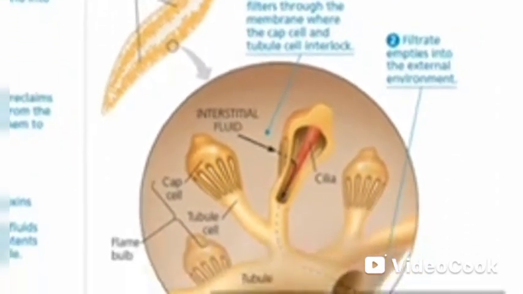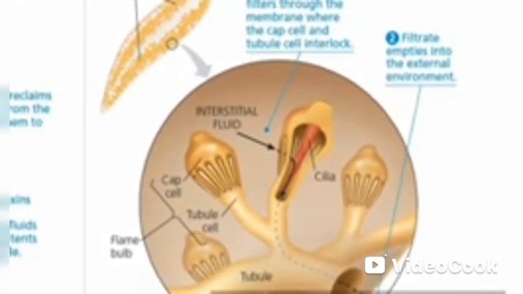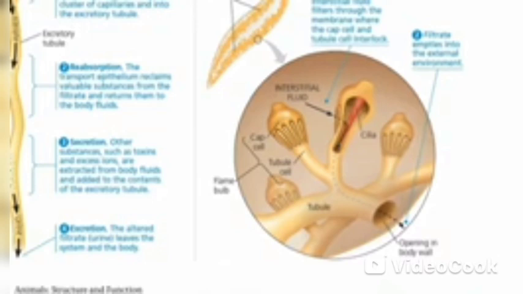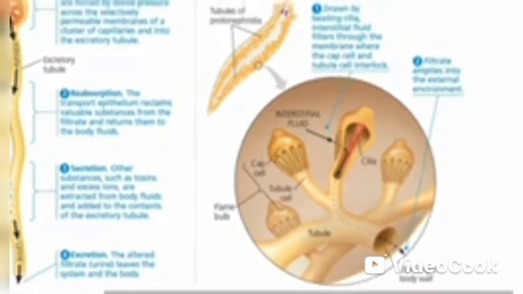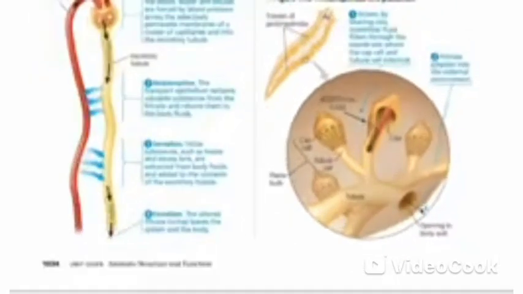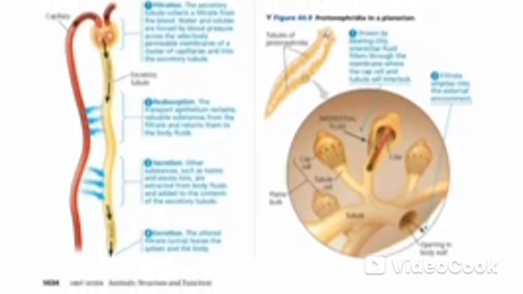You can see the cap cell and tube cell together. This is the flame bulb, also known as the flame cell. Inside you can see the cilia are present. See the interstitial fluid filtrate produced, traveling into the tubule and opening in the body wall. Protonephridia in planaria.